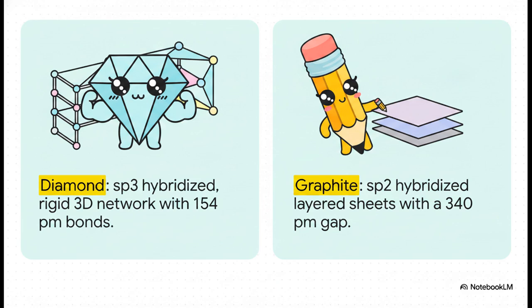For example, check out diamond. Here, carbon uses sp3 hybridization to bond to 4 other carbons in this rigid 3D network with super tight 154 picometer bonds. It's like perfectly welded, indestructible scaffolding.